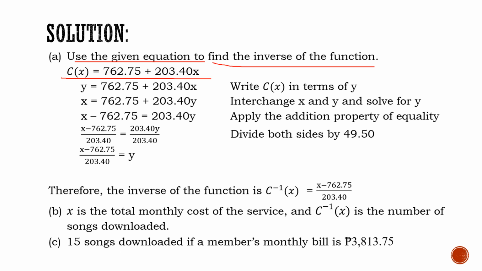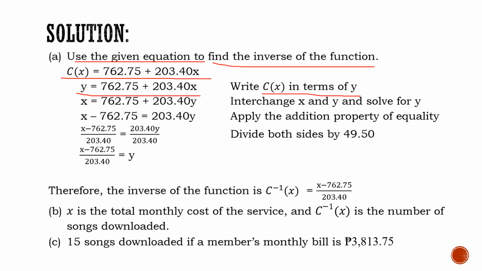Now, first thing to do is to find the inverse of this function, so your c of x in terms of y. So we just simply use y to replace your c of x. We can rewrite this one as y is equal to 762.75 pesos plus 203.40 x. That will be your given function.